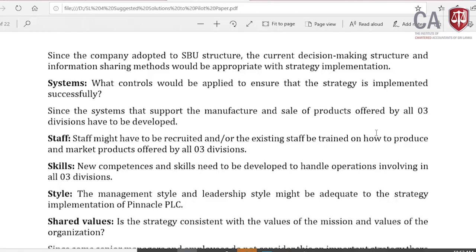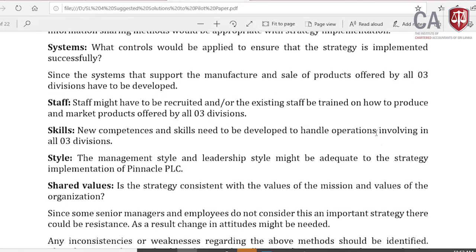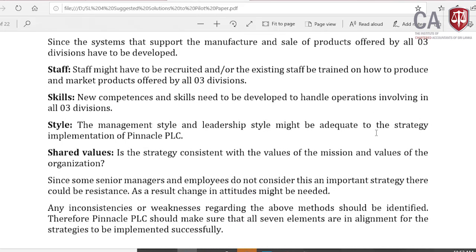Skill. New competences and skills need to be developed to handle operations involving all 3 divisions. For example, solar, they need to have new skills that should be developed. Style. The management style and leadership style might need to be adequate for the strategy implementation of Pinnacle PLC. The current style we discussed in the first division is more employee friendly. Then the second division has a task oriented style.